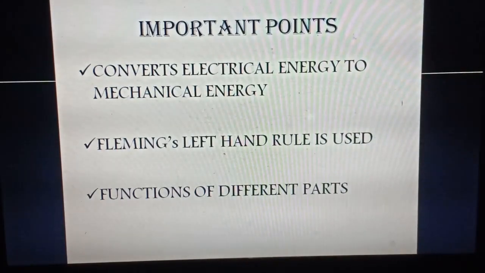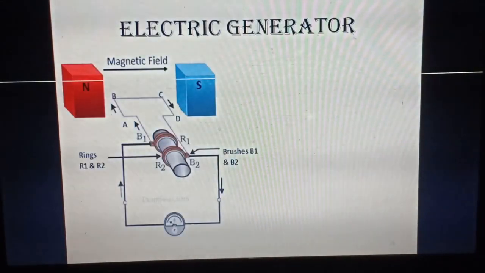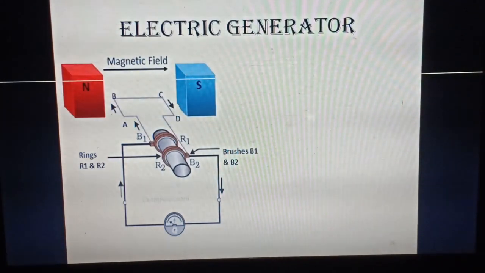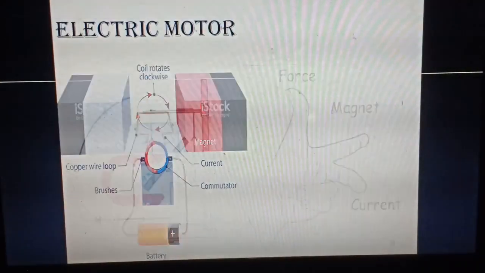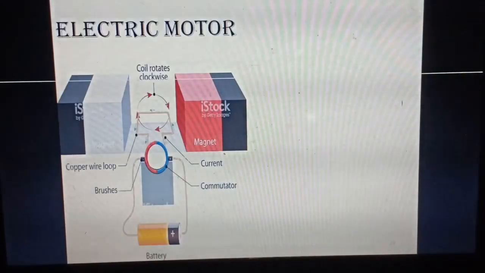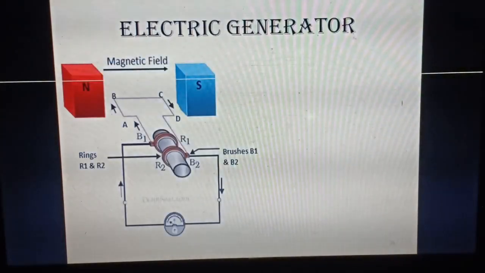Now, as we have discussed one kind of rotating device, we are moving towards another kind of rotating device, that is the electric generator, where a magnetic field is also applied. But the electric motor was based on the principle that a current carrying conductor experiences a force inside a magnetic field, whereas this electric generator is based on the principle of electromagnetic induction.